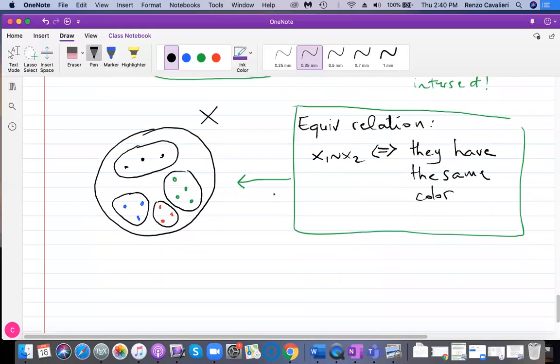So now, if you start from an equivalence relation, this subset you create of elements that are all equivalent, these 4 subsets right here, are called equivalence classes.